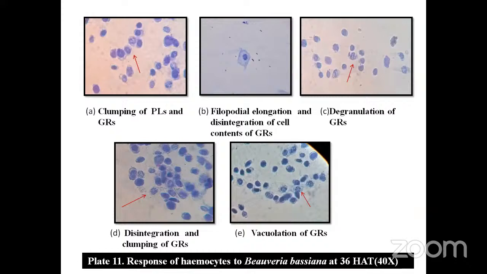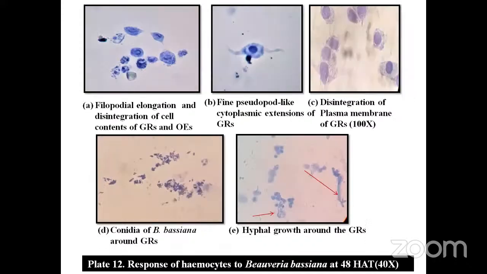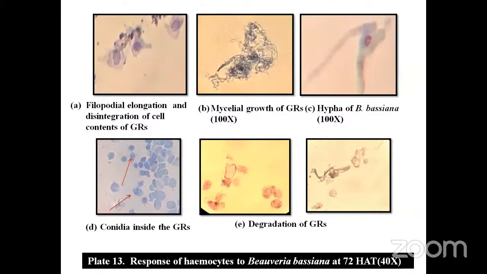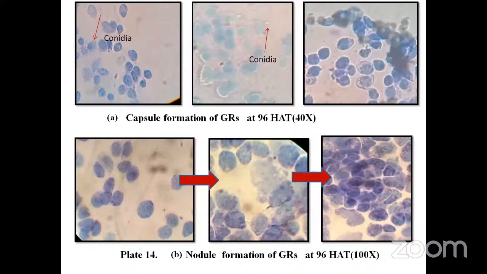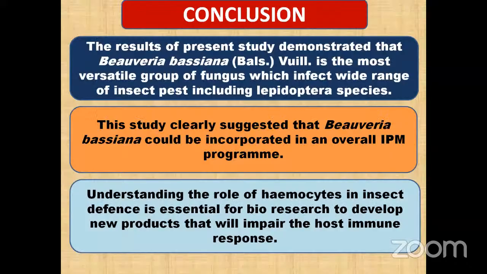After that, at 36 hours, filopodial elongation and disintegration of cell contents of the granulocytes, evacuation, and at 48 hours, we can see the conidia of Beauveria bassiana and hyphal growth around the granulocytes. At 72 hours of treatment, we can see mycelial growth, hyphae of Beauveria bassiana, and degradation of the granulocytes, and at 96 hours of treatment, we can see capsule formation and nodule formation.